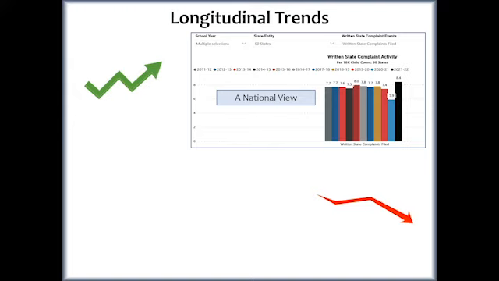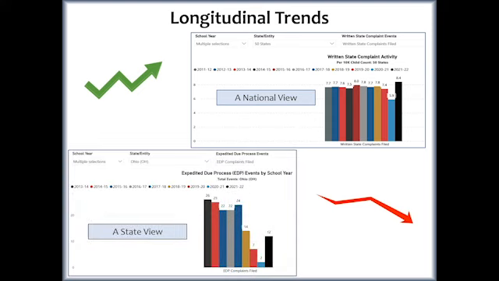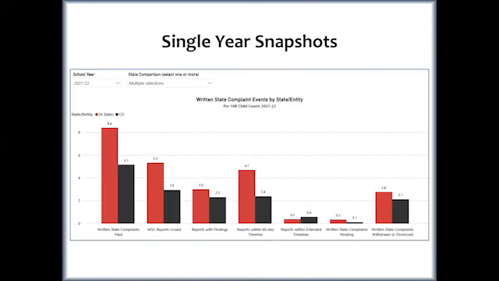For example, if we look at the national data for written state complaints filed between 2012-2013 to 2021-22, we can see that written state complaints filings were fairly steady for the decade, dropped in 2020-21, and then rose sharply in 21-22. Or, if we want to look at one state over several years, we could see how Ohio's expedited due process hearings had remained relatively steady for 5 years, but then in 2018-19 started a significant 3-year decline, rising again following the pandemic in 21-22.